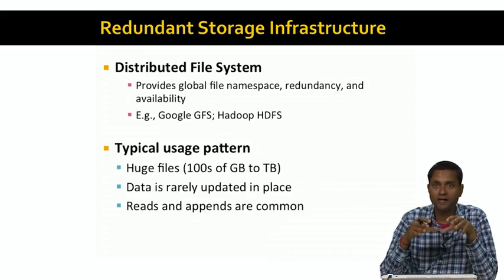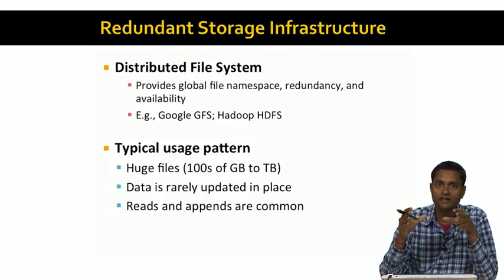A typical usage pattern that these distributed file systems are optimized for is huge files that are in the hundreds of gigabytes to terabytes. But even though the files are really huge, the data is very rarely updated in place. Once data is written, it's read very often. But when it's updated, it's through appends. It's never updated in place.